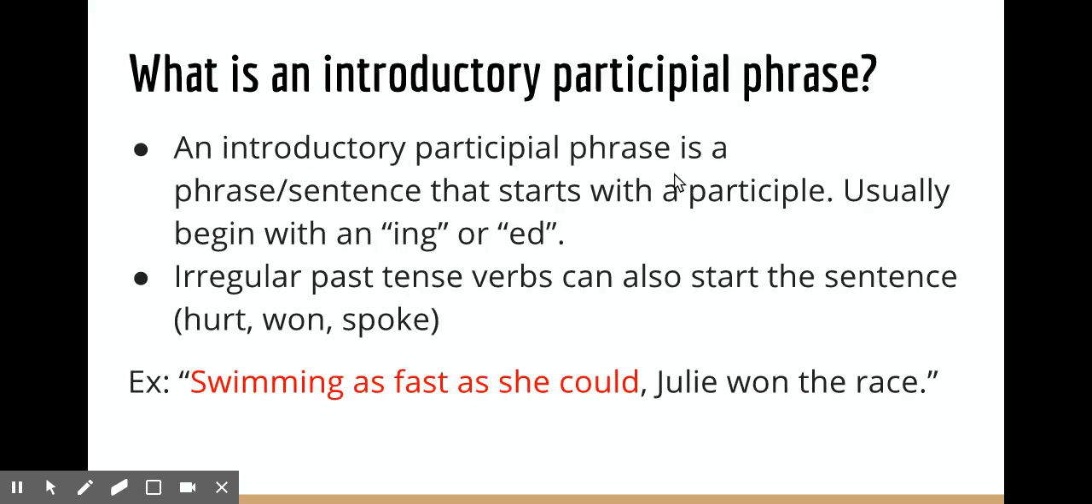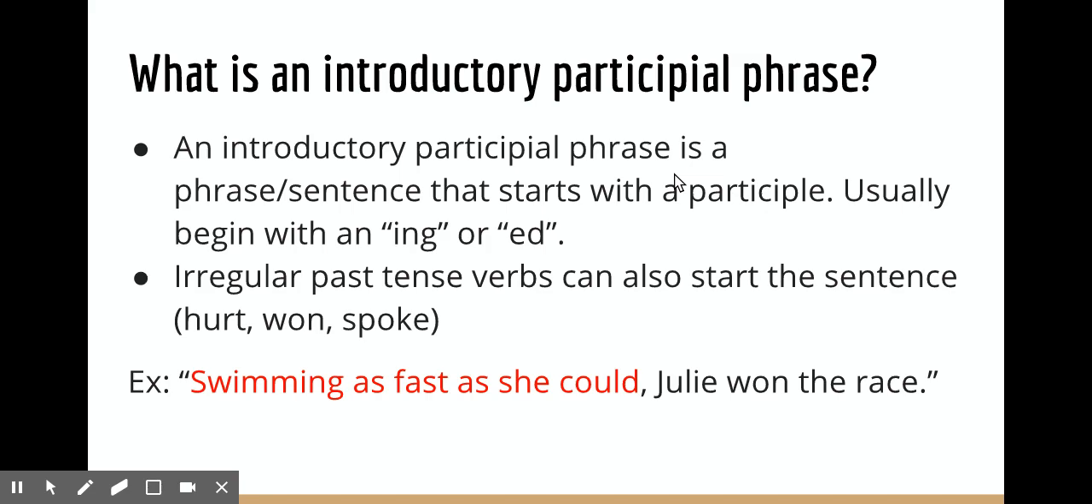After you learn what a participle is, you're going to want to know what an introductory participle phrase is. An introductory participle phrase is a phrase or sentence that starts with a participle. Usually the participle ends in -ing or -ed. They can end in different endings, but the most common ones are usually -ing or -ed, so that's something to look out for. Irregular past tense verbs can also start the sentence, such as hurt, won, spoke.